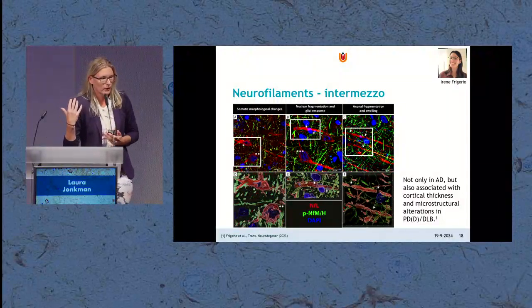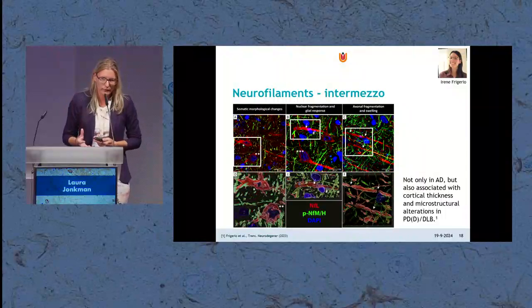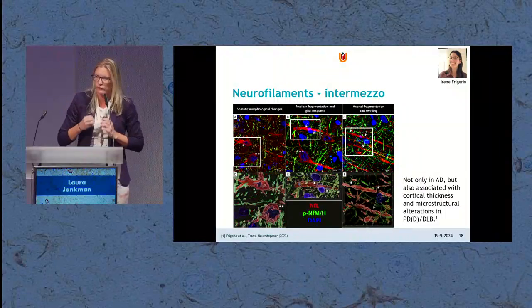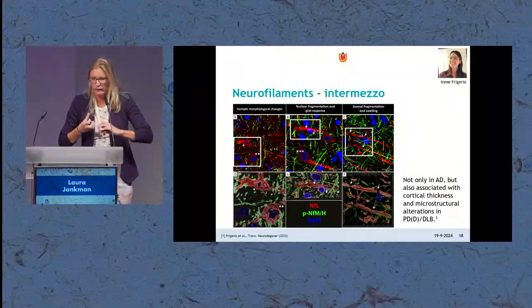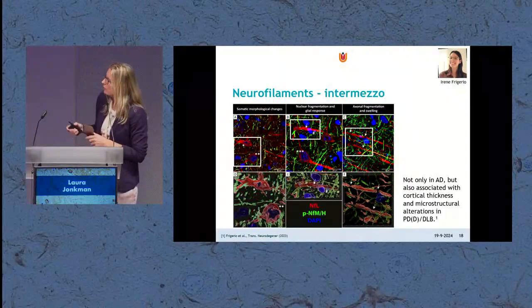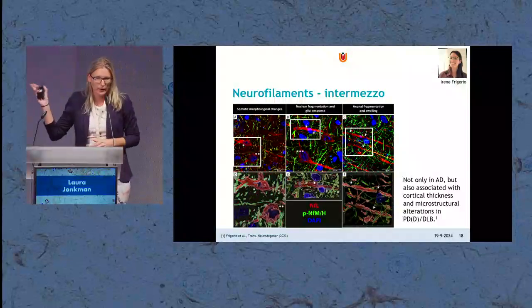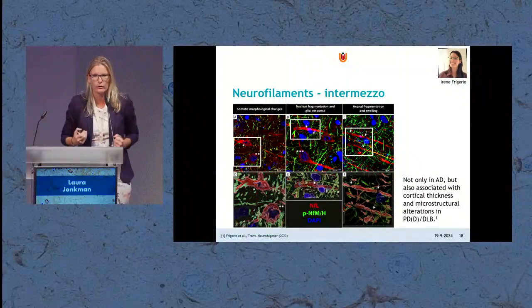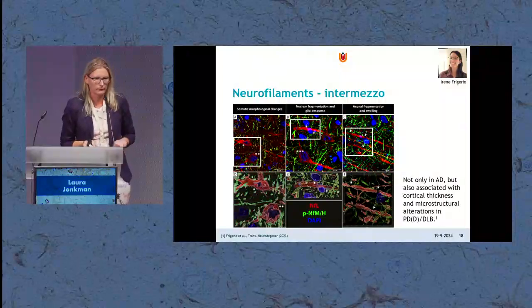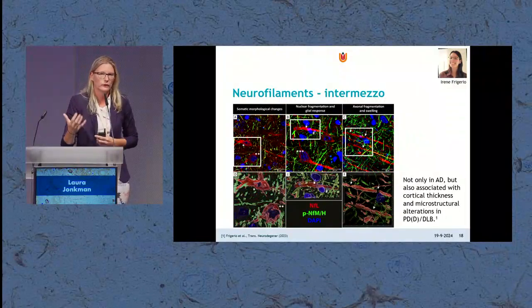we did some confocal imaging on that, and we saw the neurofilaments, they were swelling or glia cells surrounding them, and even in the last form, in panel F, where you actually see transection of the neurofilaments happening. And we did not just see this in Alzheimer's disease.